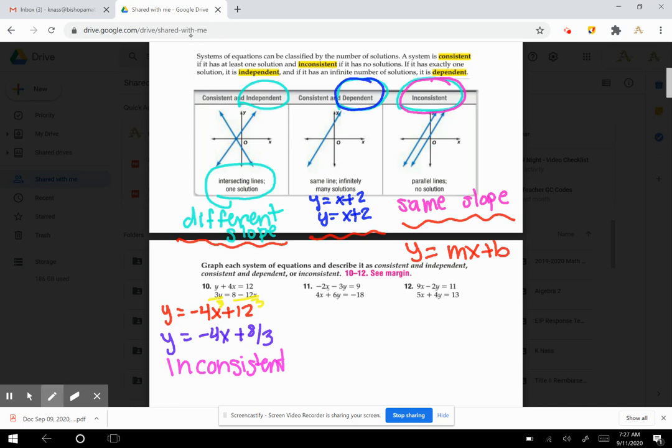Number 11 is going to take a little bit more work. So first I'm going to move the negative 2x to both sides. So negative 3y equals 2x plus 9. I'm going to divide by negative 3. So y equals negative 2/3 x minus 3.